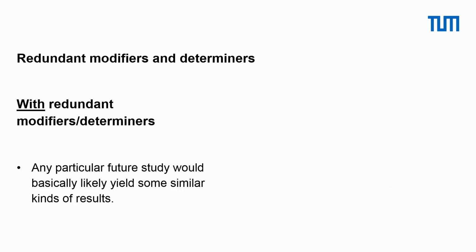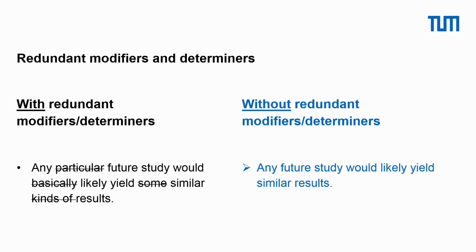Okay, welcome back. So hopefully you were able to eliminate the redundancy. Let's now take a look at the sentence without those unnecessary modifiers and determiners. Here we can see that the phrases particular, basically, some, and kinds of are all redundant, and we can eliminate them without losing any of the original meaning. To write any future study would likely yield similar results. So always be on the lookout for any redundant modifiers and determiners in your own writing.